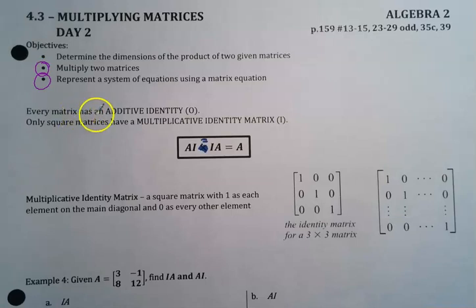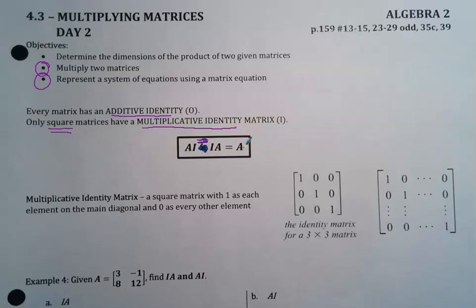Every matrix has an additive identity, or O, we call that. But only a square matrix has a multiplicative identity matrix, which is represented with an I. The cool thing about this is if we take any matrix A and multiply it by its identity matrix, it's equal to the identity matrix times that matrix A, which also equals matrix A, either way.